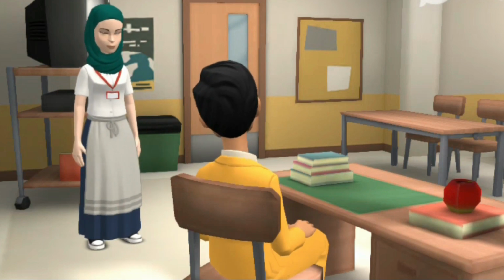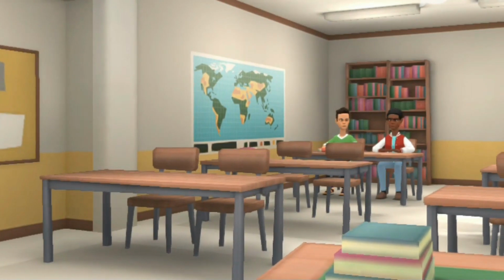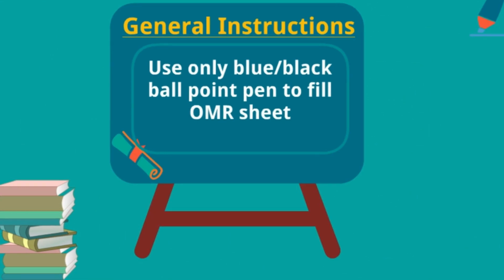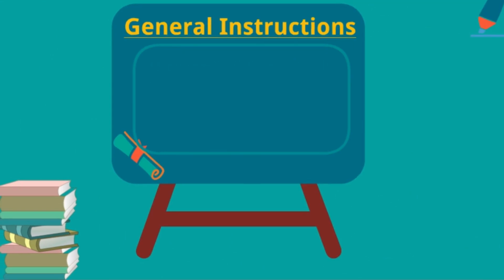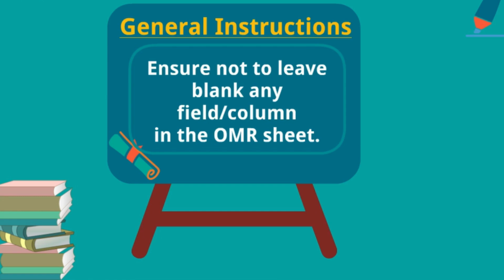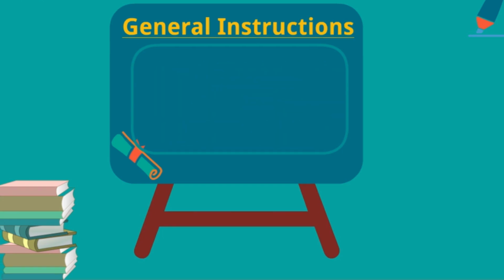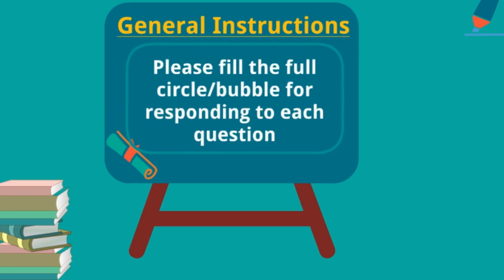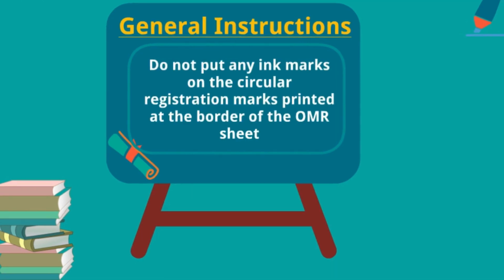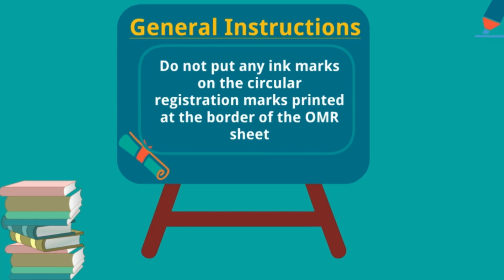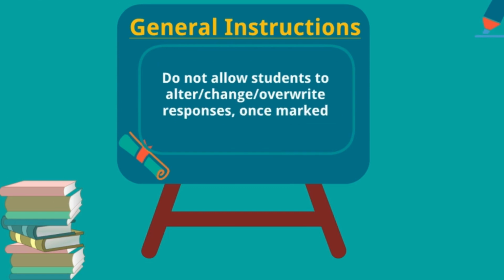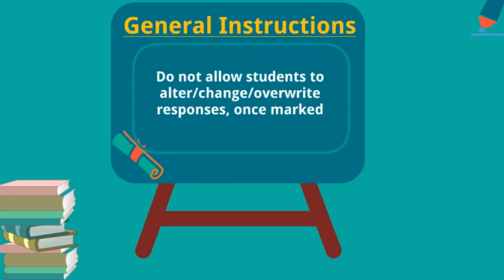All right. Dear students, use only a blue or black ballpoint pen to fill the OMR sheet. Make sure not to leave any blank spaces or fields in the OMR sheet. When you answer a question, fill the full circle or bubble completely. Do not put any extra marks or ink stains on the OMR sheet. Once you mark an answer, do not change or overwrite it. Your first answer will be considered final.